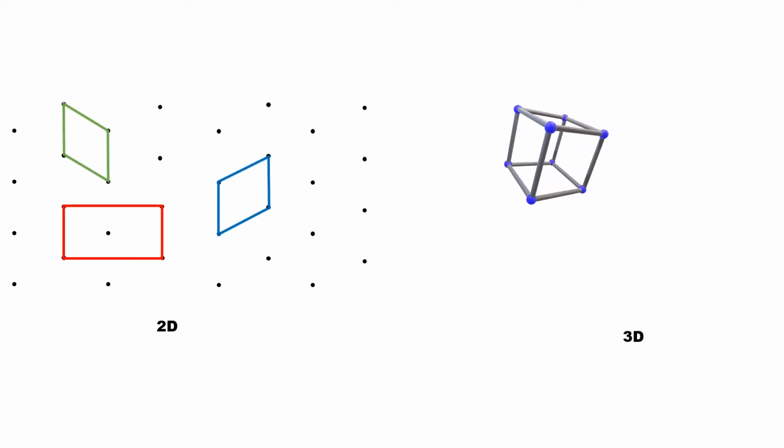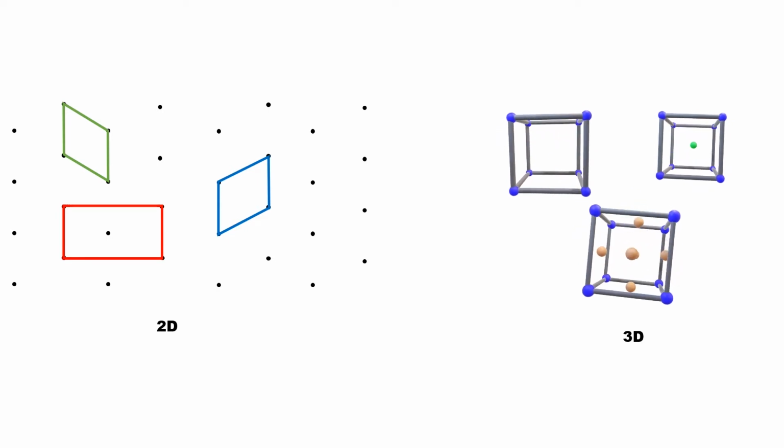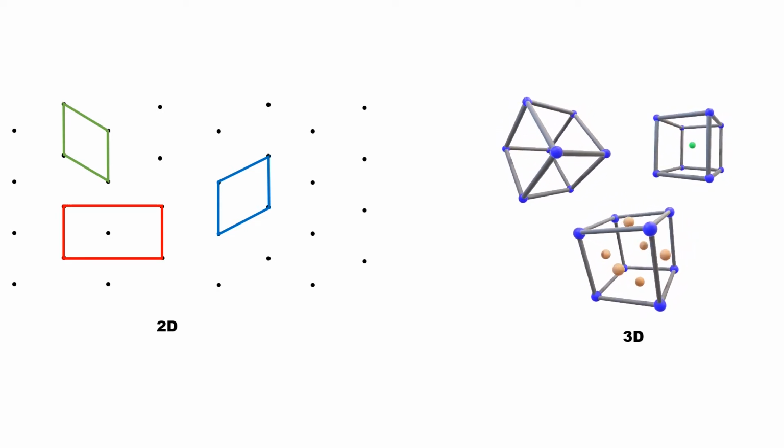For example, in 2 dimensions, a parallelogram with vertices having lattice points forms a 2-dimensional unit cell. It can be of any shape. Similarly, in 3 dimensions, a parallelepiped with vertices having lattice points forms a 3-dimensional unit cell. In this way, an infinite number of unit cells can be drawn.